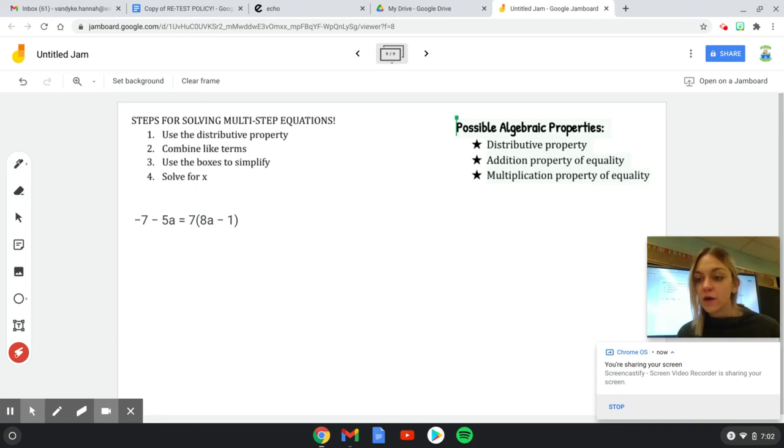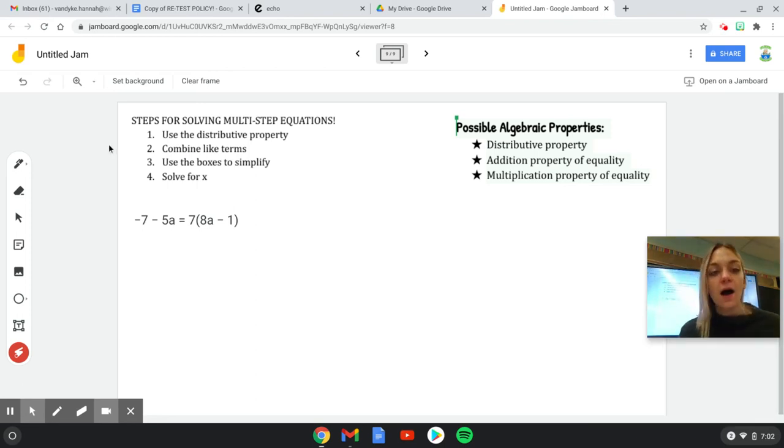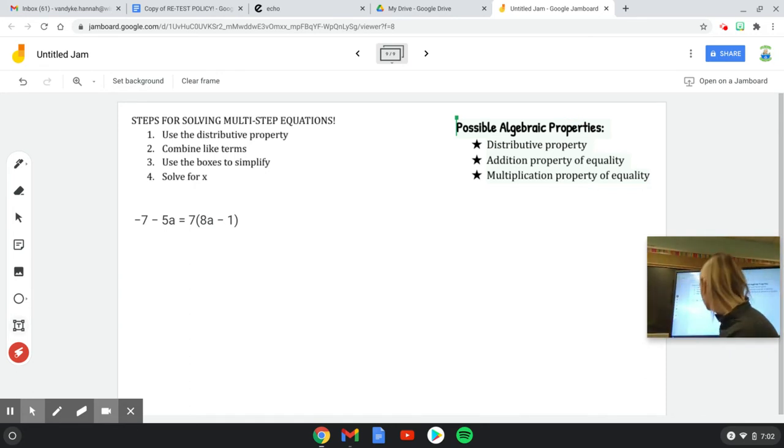So I'm going to teach you how to solve multi-step equations. I have the steps for solving multi-step equations that we've been using in class, and I also have the possible algebraic properties that I could see as I'm solving my equation. So I'm using Jamboard to solve my equation.